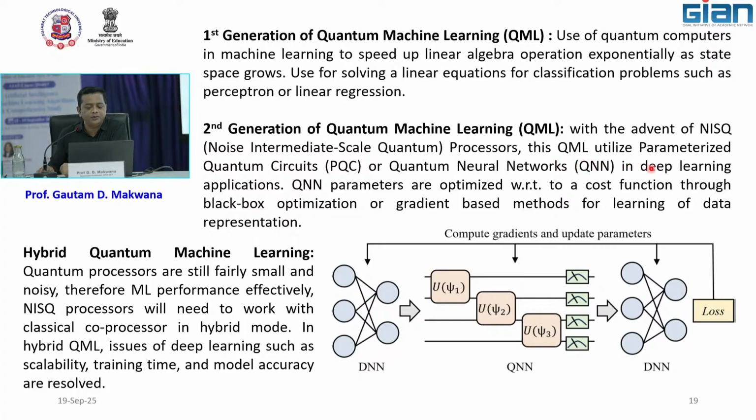This QML utilizes the parameterized quantum circuit and quantum neural networks in deep learning applications. QNN parameters are optimized with respect to the cost function through black box optimization or gradient-based methods for learning of the data. In hybrid quantum machine learning, it is the use of a combination of classical computing and quantum computing. So this is classical computing and this is your quantum computing, and the use of this is known as hybrid quantum machine learning.